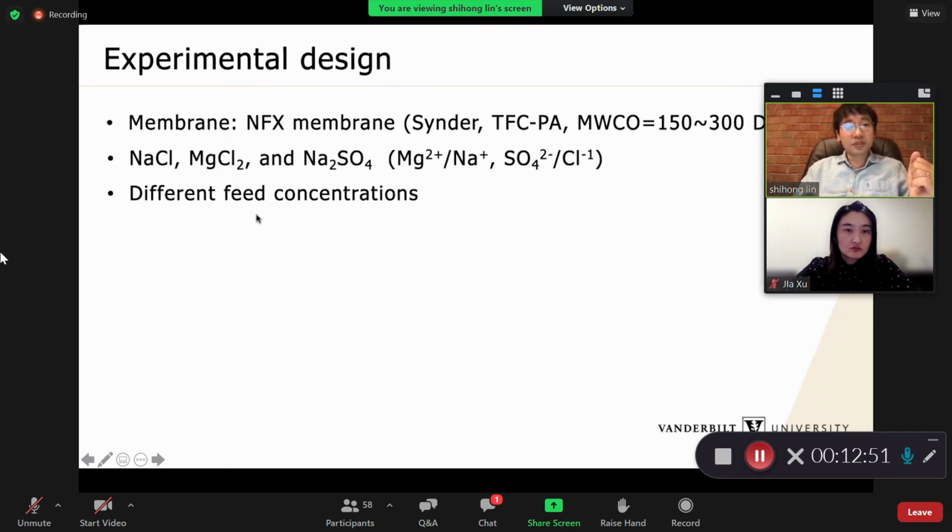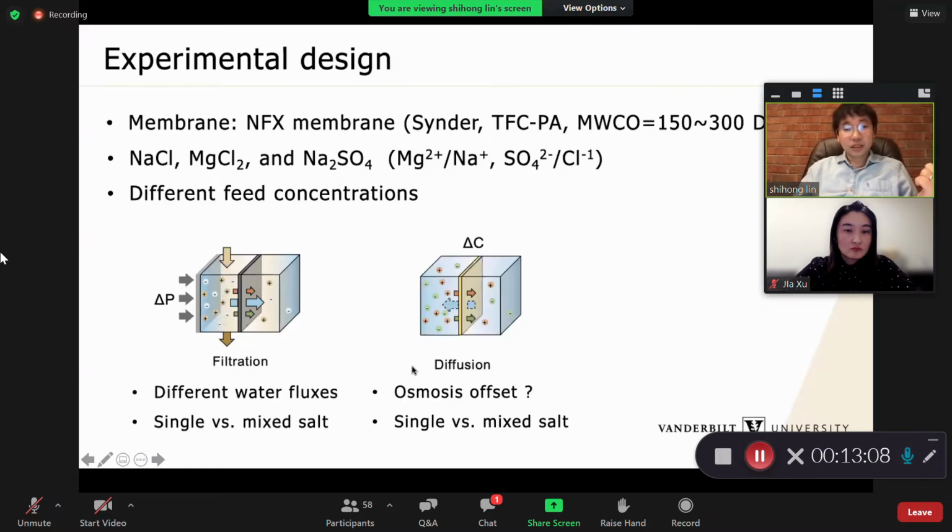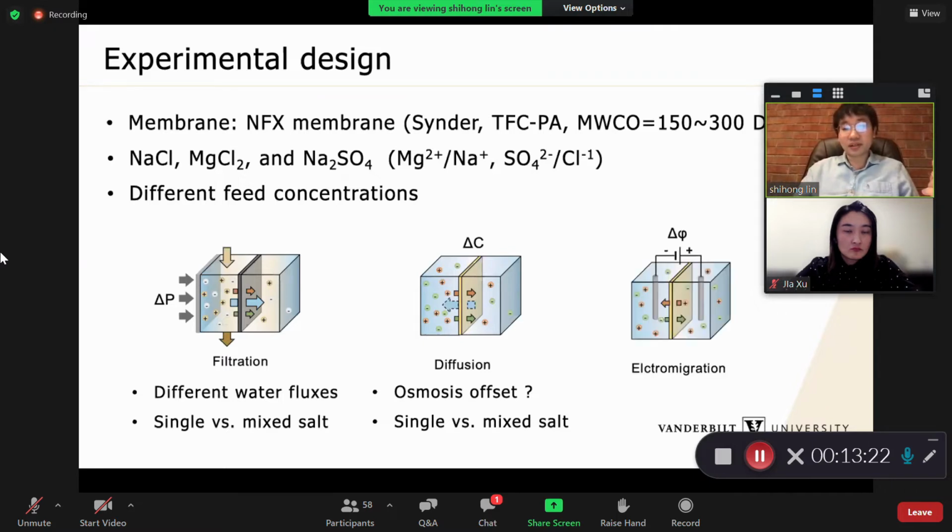In all cases, we use different feed concentration just to investigate the impact of concentration. So for nanofiltration, for the filtration experiment, we try different fluxes, and we also try single versus mixed salts. For diffusion experiment, we perform experiment with and without the osmosis offset, and we also did this using single and mixed salt. Finally, for the electromigration experiment, we can only do the single salt experiment, as I explained before.